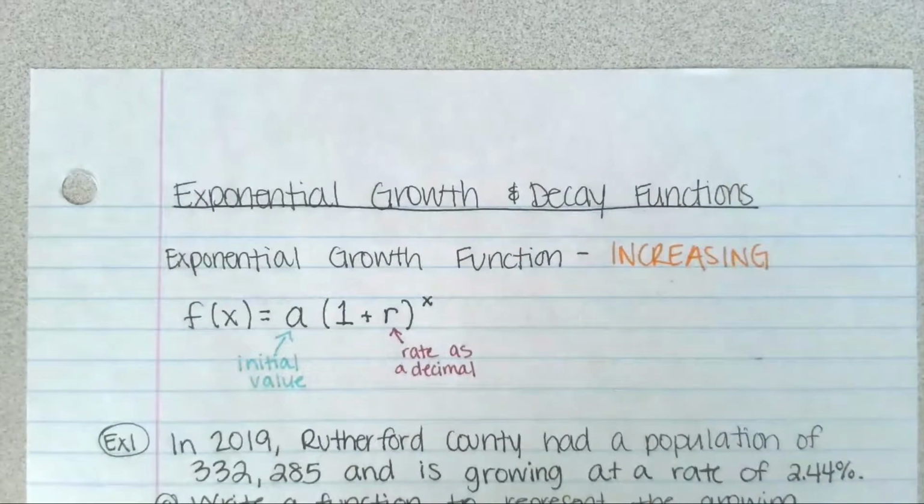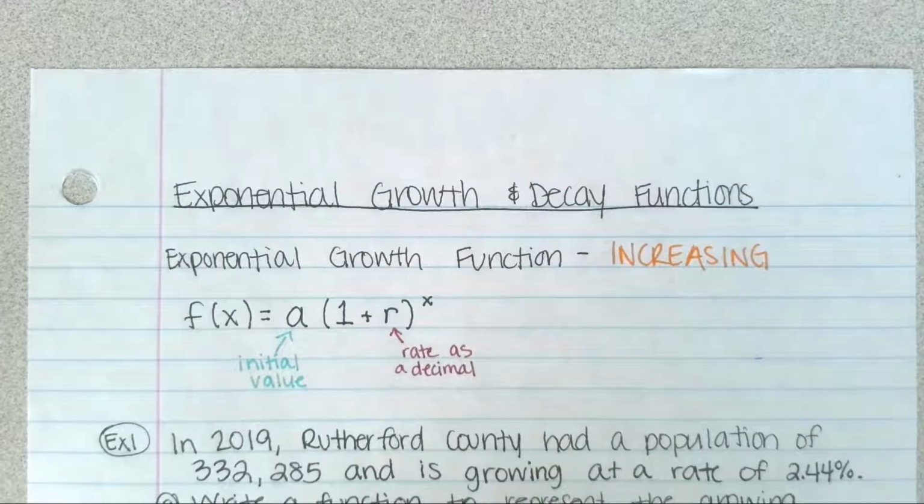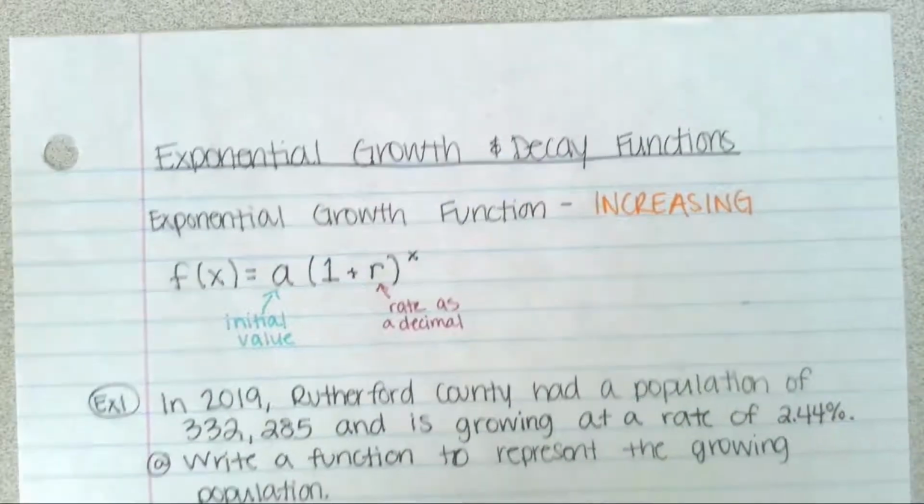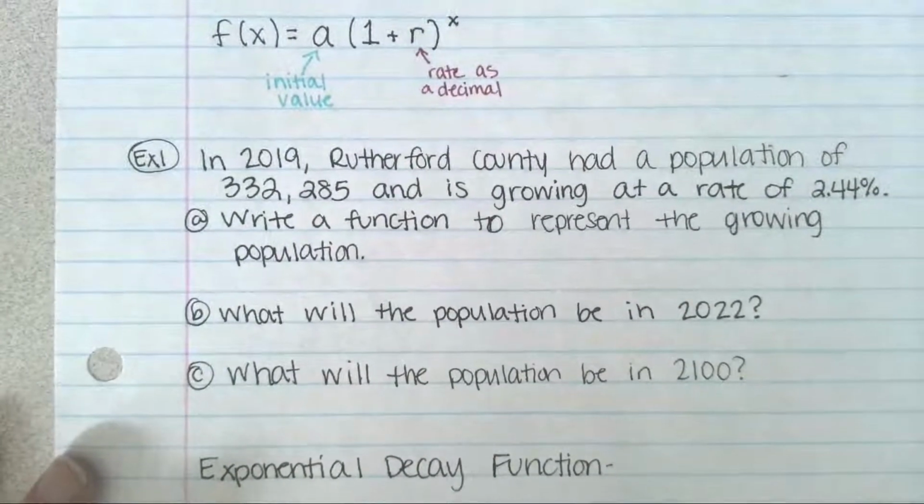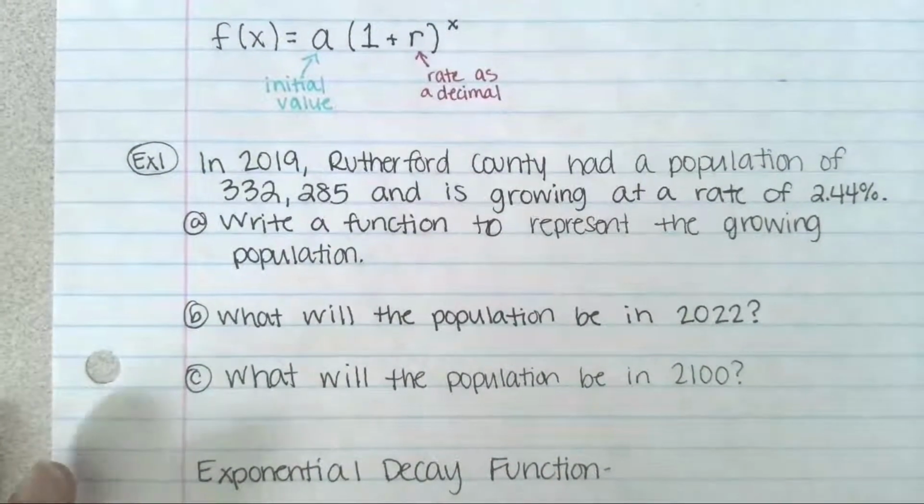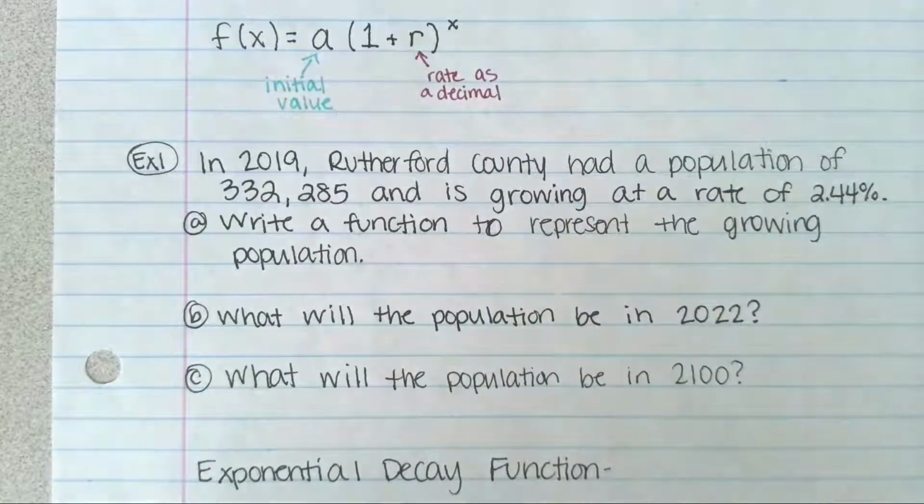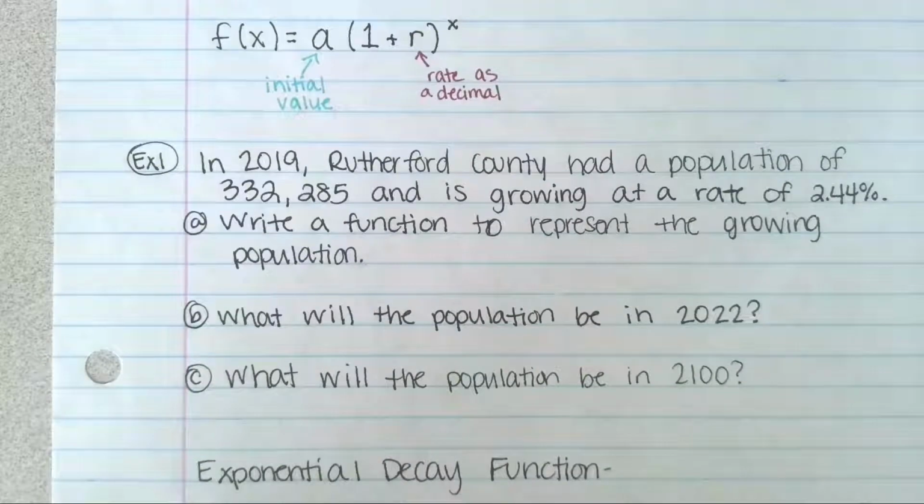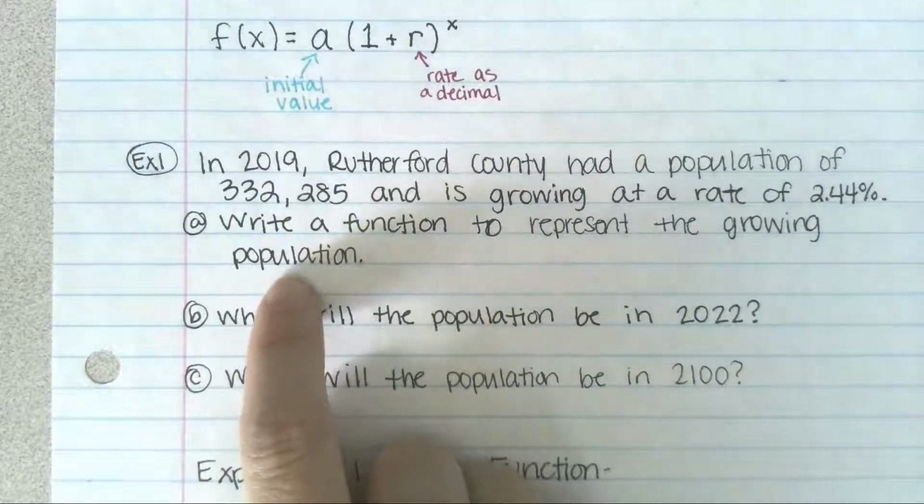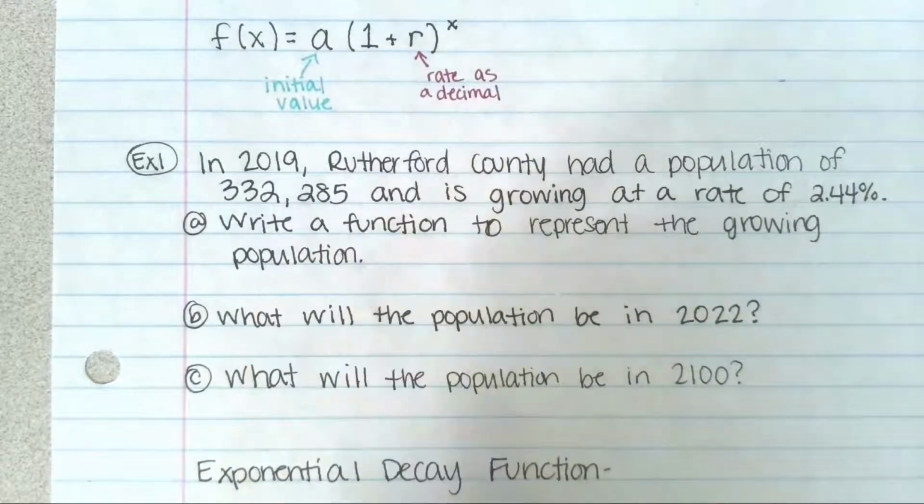Okay, let's take a look at an example problem and I'll show you how we can use this. Example number 1. In 2019, Rutherford County had a population of 332,285 and is growing at a rate of 2.44%. For part A, we want to write a function to represent the growing population.